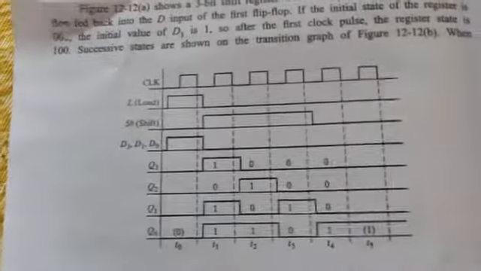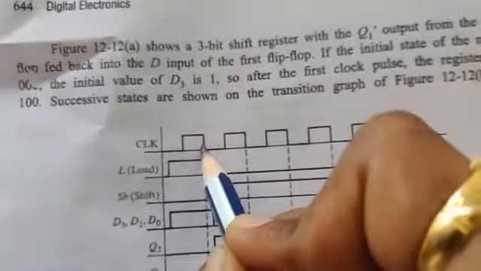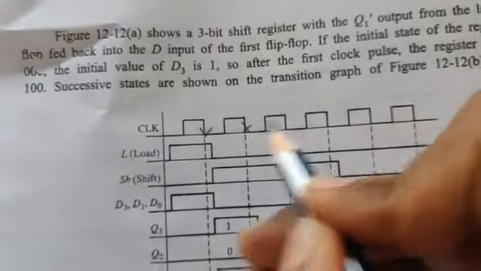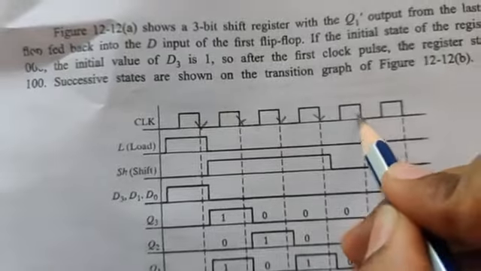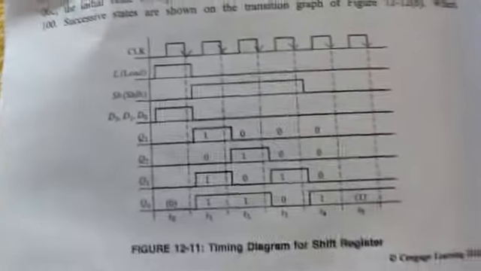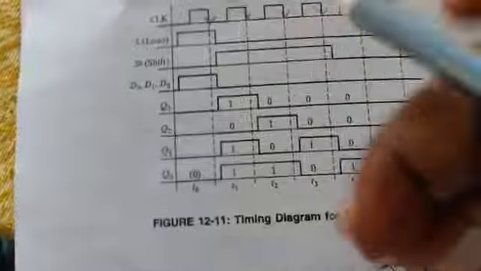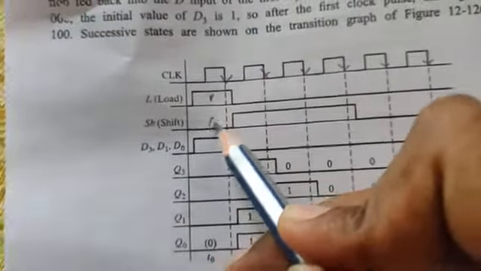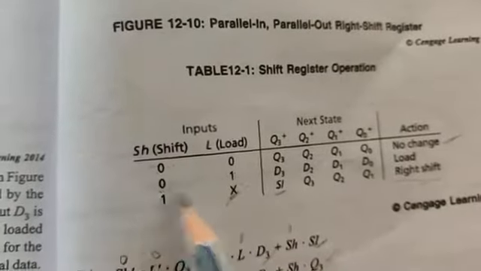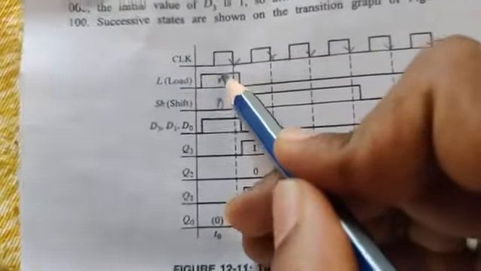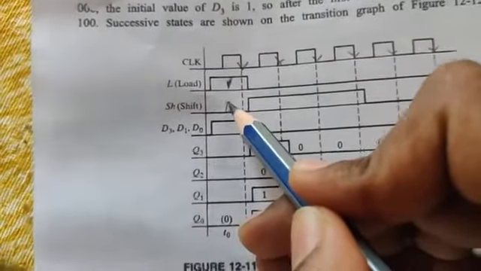Look at this waveform. Clock. This particular circuit is negative edge triggered, so we need to concentrate on the falling edge, when the clock moves from high to low. So when the load is 1 and shift is 0, it accepts the data from D3, D2, D1, D0. Load 1 means high, shift 0 means low.